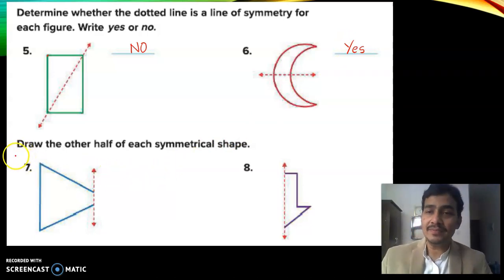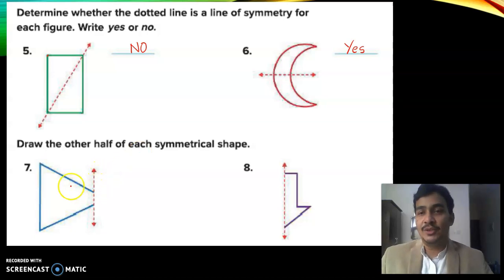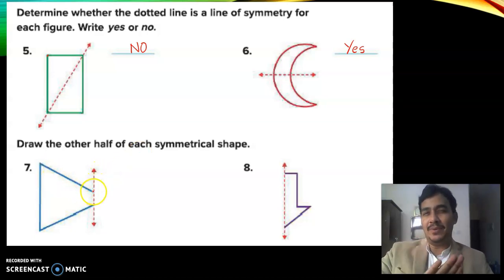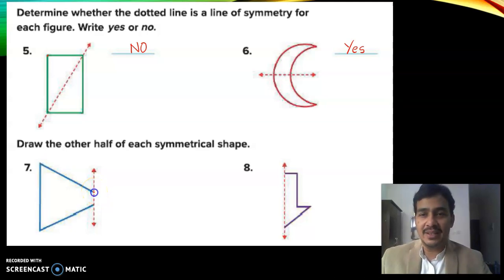See this. Draw the other half of each symmetrical shape. So the figure is symmetrical, and you just have to draw the other half of the shape. So how do you draw that? You just have to draw the same shape, like the mirror image of the shape. So it is like this. I think it will go like this, and down it will go like this. And then you can join it like this.